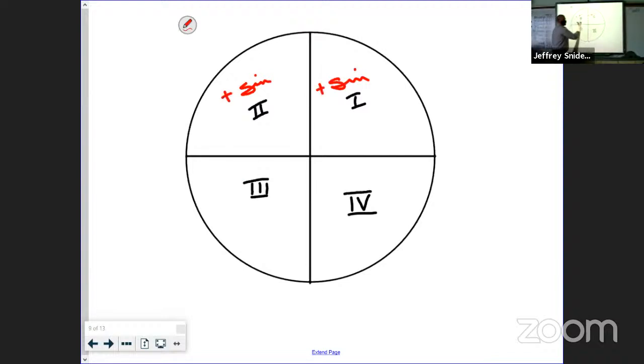How do I know that? Because the y values are positive. Okay? Where is the cosine going to be positive? 1 and 4. Here and here are where the cosines are positive. So both of them are positive in quadrant 1. Only sine in quadrant 2, only cosine in quadrant 4, which means what happens in quadrant 3? They're both negative. Okay? They're both negative.